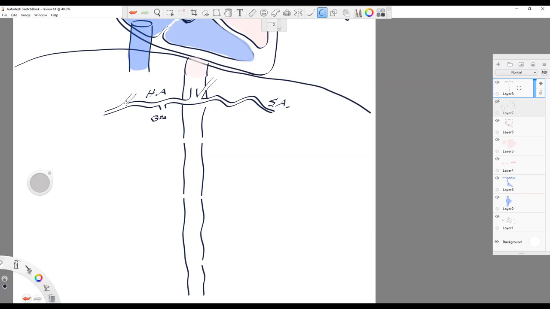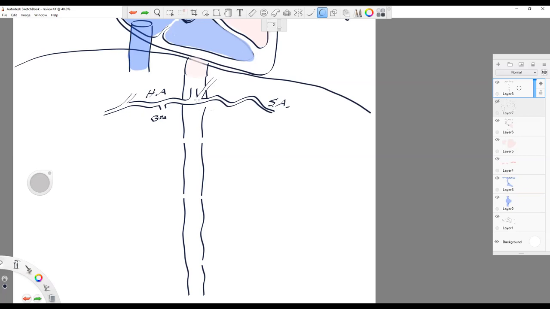And then as soon as it gets to the liver, it's going to split. It's probably going to split even before it gets inside of the liver into, for the most part, the right and left hepatic arteries. There's also a branch that goes into the caudate lobe, and there could be other branches, but the two main are the right and left hepatic arteries.